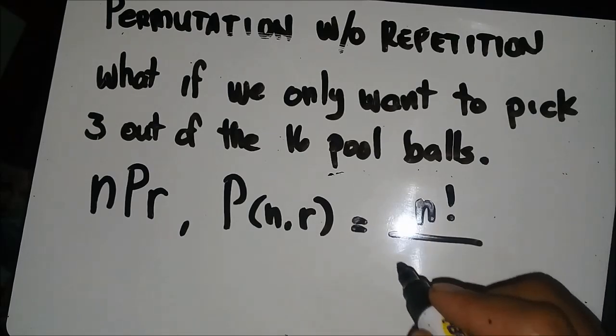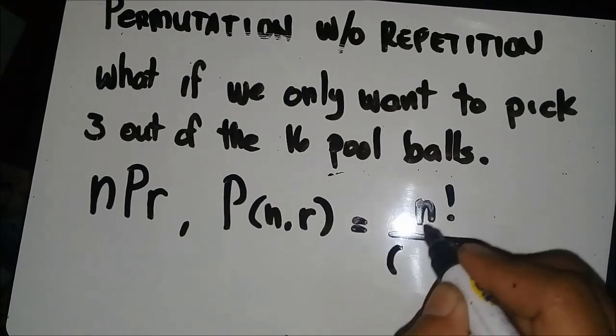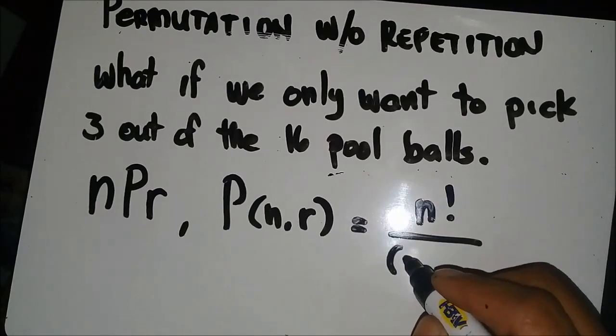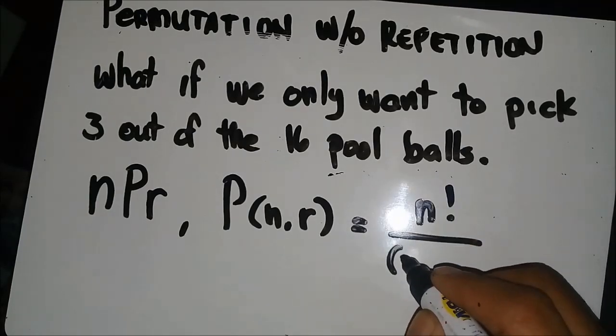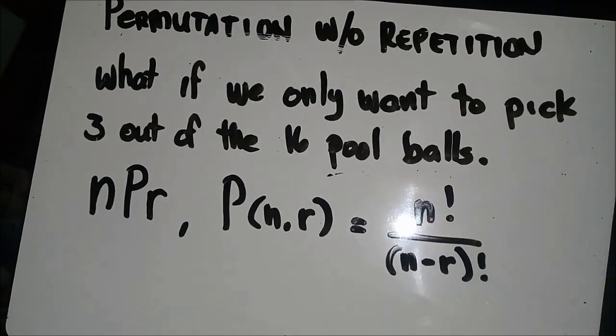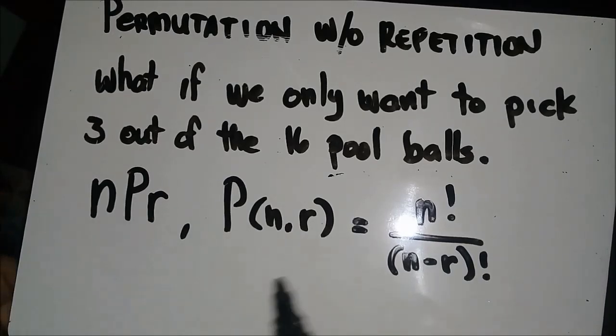What I mean to say is, if we have n factorial on top, on the denominator, all we have to do is to have n minus r, the quantity factorial. So this is the general formula for permutation.